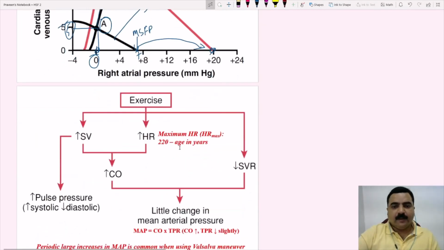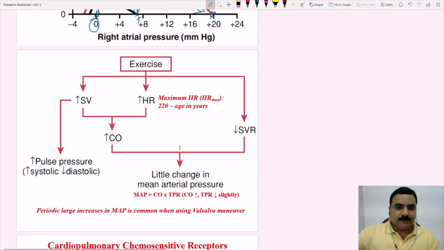Now let us see what the influences on the blood pressure are. How does exercise influence the blood pressure? There will be an increase in the stroke volume. Of course, when the heart rate is increased and the cardiac strength is increased, what will happen? There will be an increase in stroke volume and an increase in heart rate. You multiply them, and what will happen to the cardiac output? There will be an increase in cardiac output.